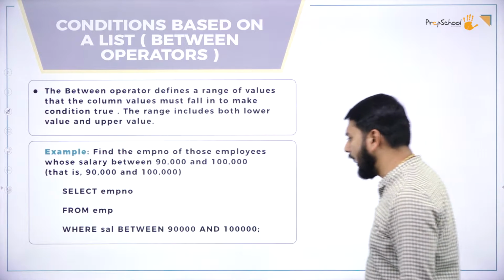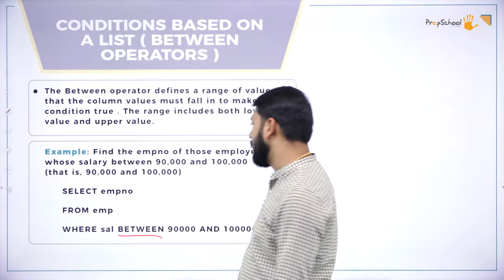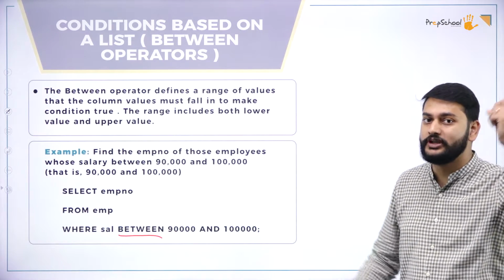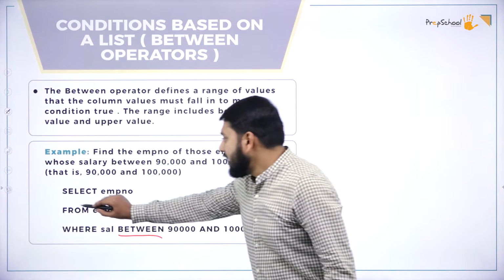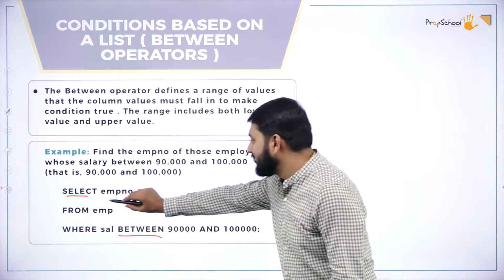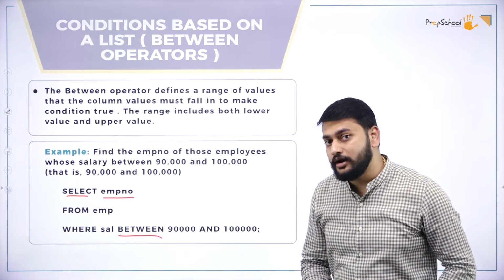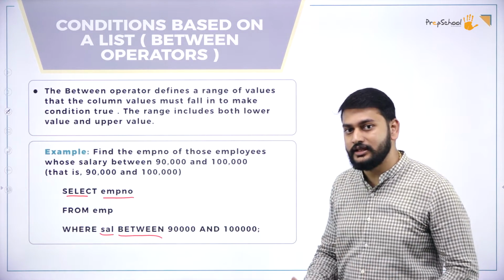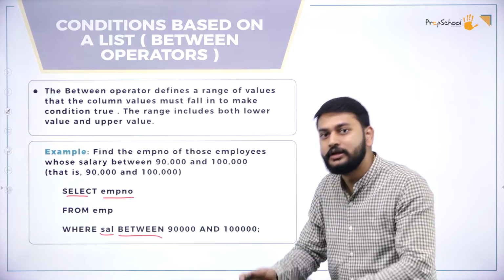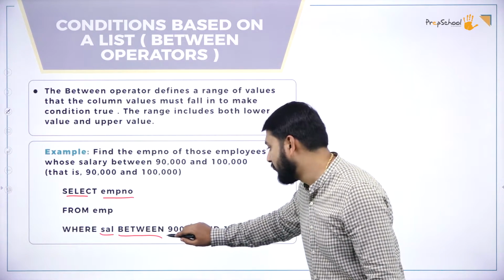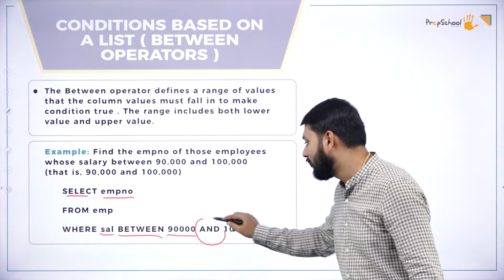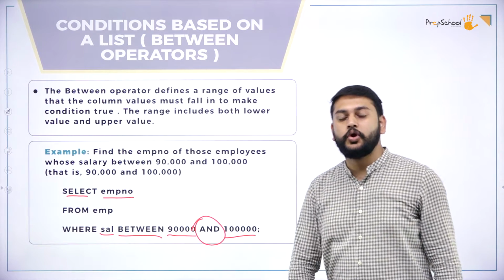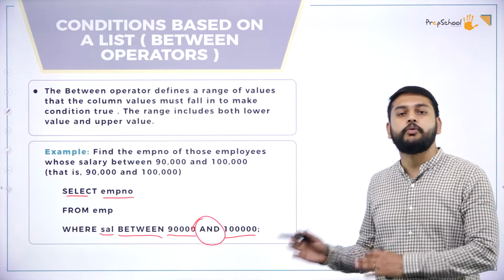I have BETWEEN. This is one of the keywords that you should remember. It's very, very important. So how exactly is this BETWEEN working? Please understand that. I have the SELECT keyword. I am trying to select the employee number from the employee table where sal is a column name BETWEEN 90,000 and, using the logical operator AND, 1 lakh. So only select the employee numbers whose salary is between 90,000 and 1 lakh.